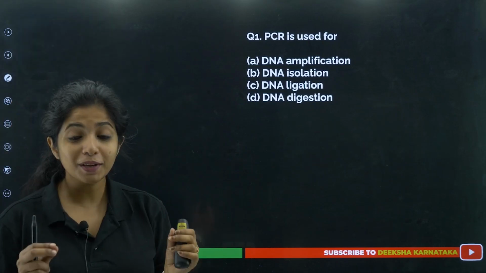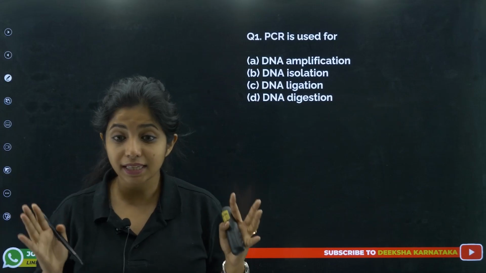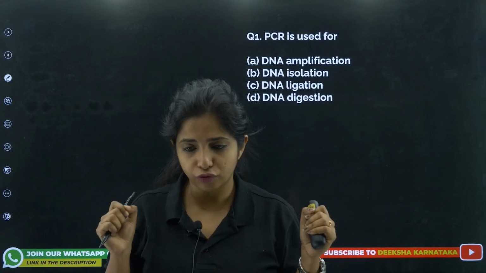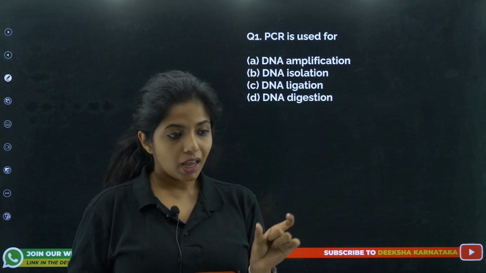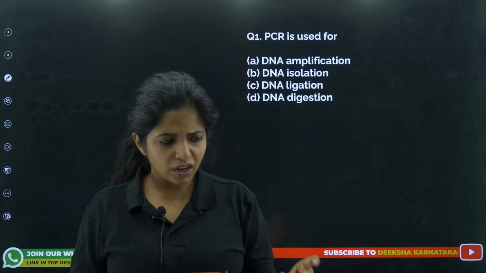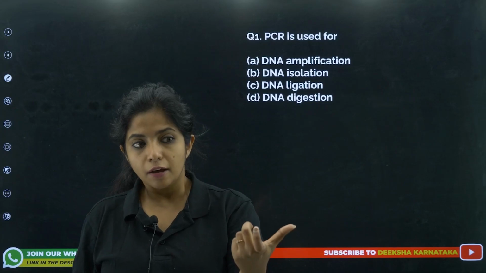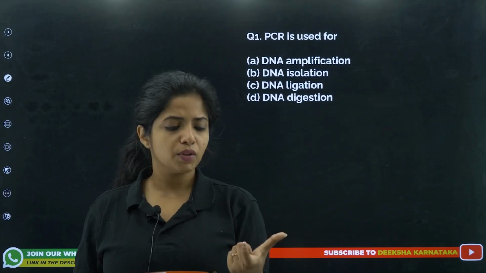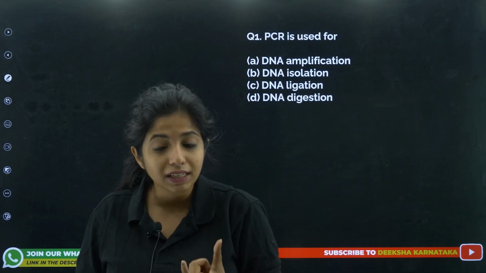PCR is used for. What do you mean by PCR? PCR stands for polymerase chain reaction. Now PCR is basically used for increasing the number of DNA. For example, I have a DNA fragment and I got it from a crime site. Now, I want to investigate this particular DNA. I want to do so many things to find out who is the person behind the crime. So basically, this particular strand of DNA is not enough for me. I have to increase its number.